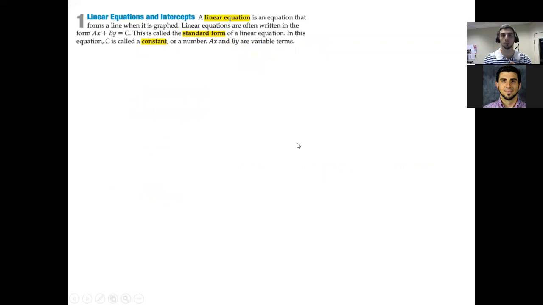So let's jump in. Linear equations in standard form. A linear equation is an equation that forms a line when it's graphed. You can even see the word line in linear. I know the word ear is in there, but that's not really pertaining to what we're doing here. So linear equations are often written in the form ax plus by equals c. That is called standard form of a linear equation.